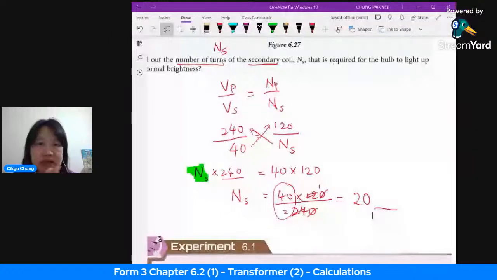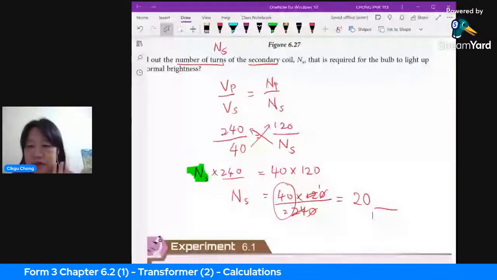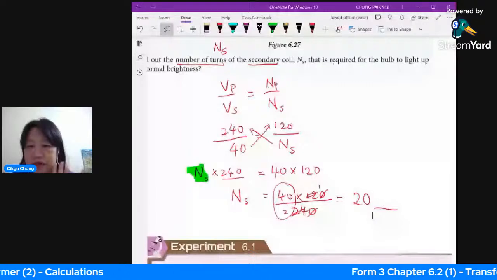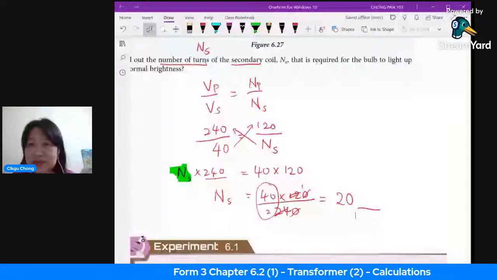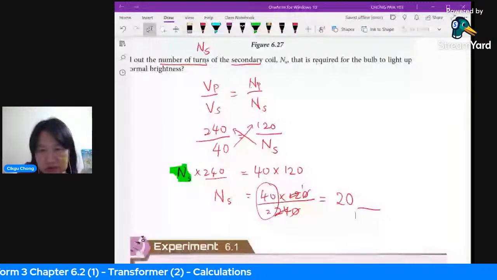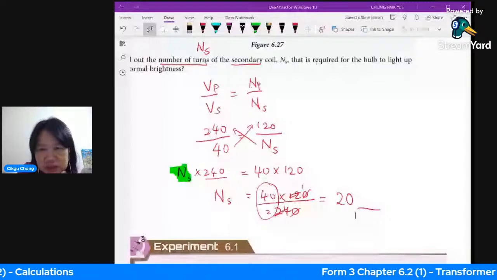Okay, so don't put 20 ns. You put the 20. What is it? What is the thing that 20? What is the 20 for? 20 refers to the coil. So there should be 20 coils on the secondary coil there. Okay, so this is the value I'm talking about.